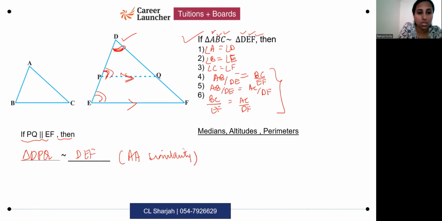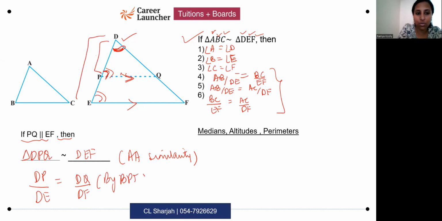Now, suppose you have this measurement. Suppose I have DP, I have DE. I can say DP by DE is equal to DQ by DF, right? By BPT. Correct? I can say this by this is equal to this by this. Now one question for you: by BPT, can I tell this is also equal to PQ by EF?